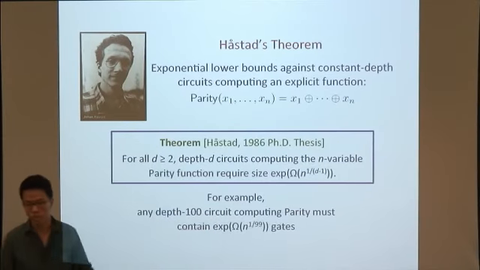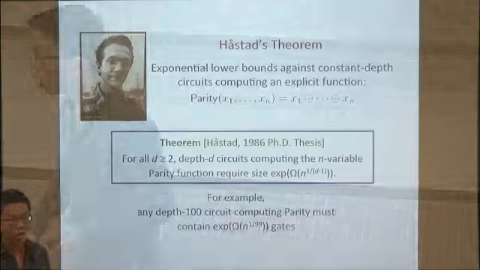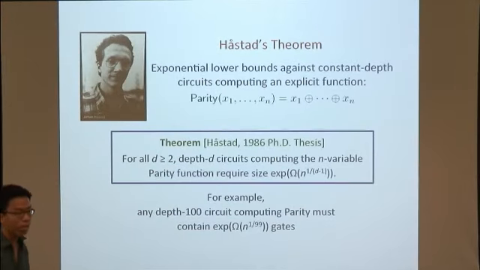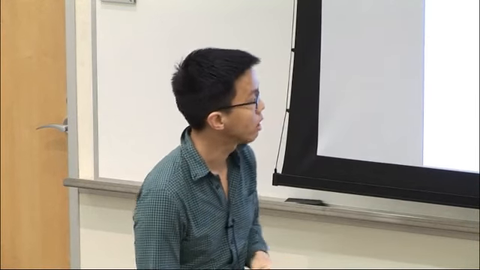So these are results we like in circuit complexity. It's a very strong lower bound against a very explicit function. Is this tight? Yeah, it's tight for parity. And in particular, beating this bound for a function other than parity is a big open problem. So this is our best lower bound against depth d circuits. Okay, so that's Hastad's theorem.